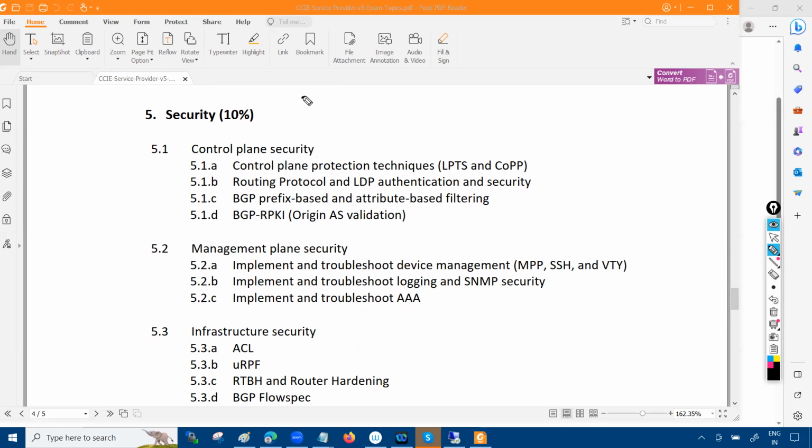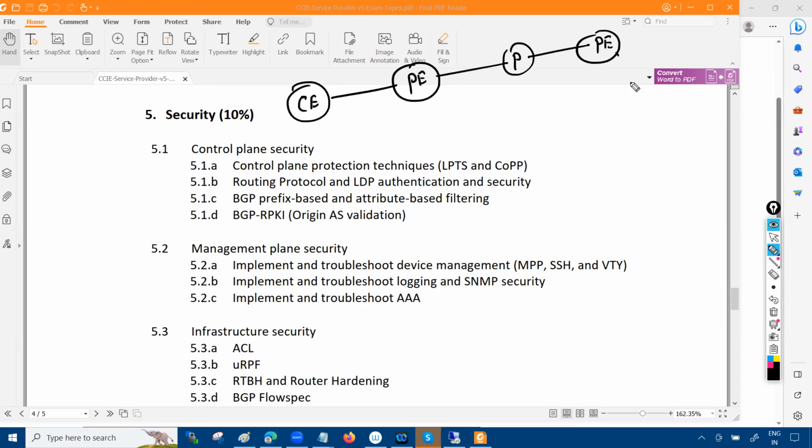So take an example, this is the CE, right? This is the PE. This is the P router. Another P router. And this is the CE router. So this is interface 0/0, this interface 0/1, this interface 0/0, this interface 0/1. Quick question to you guys. Okay, on which interface am I going to run MPLS? Tell me. On which interface am I going to run MPLS?